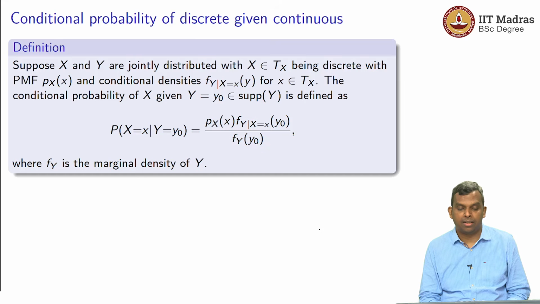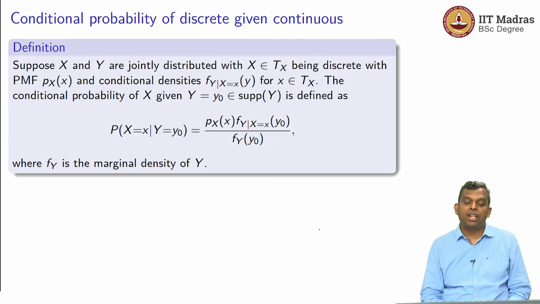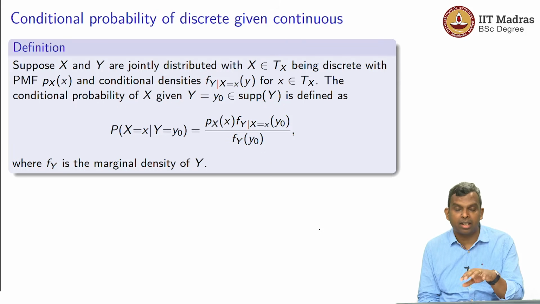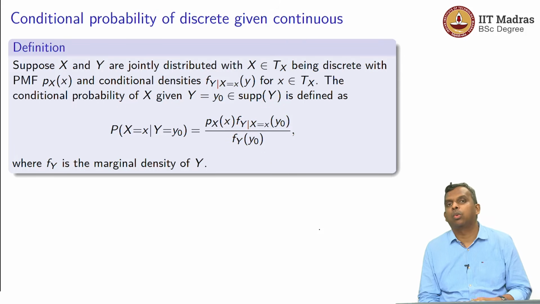Okay, so the conditional density. The conditional probability of x given y equals y naught. Now notice this y equals y naught is very troubling. A lot of people get troubled by that because we know the probability that y equals y naught is 0, right? We know that y is a continuous random variable. So why am I saying y equals y naught? It turns out it's okay. In this particular case, you can condition on y equal to y naught.